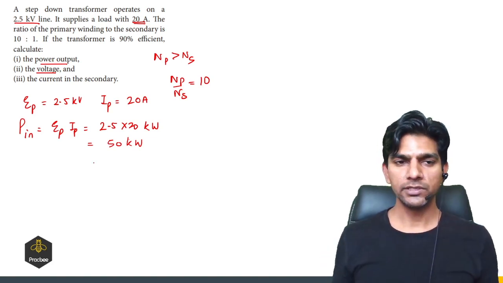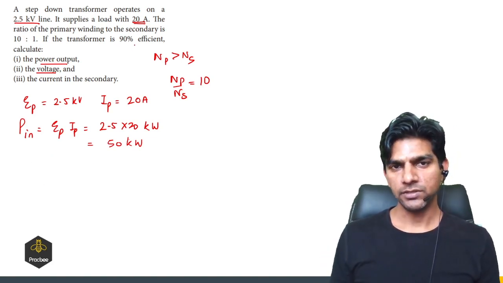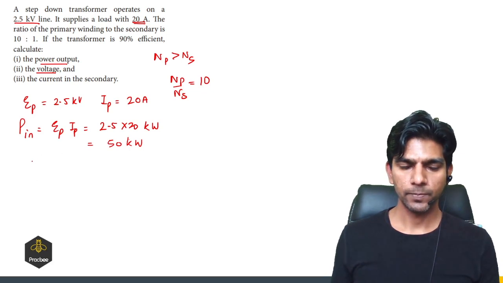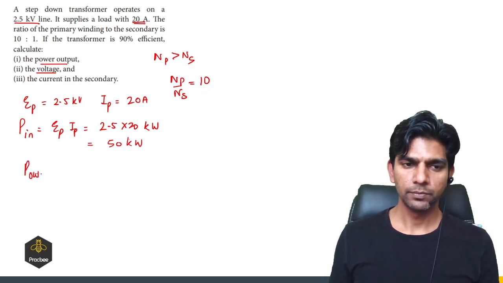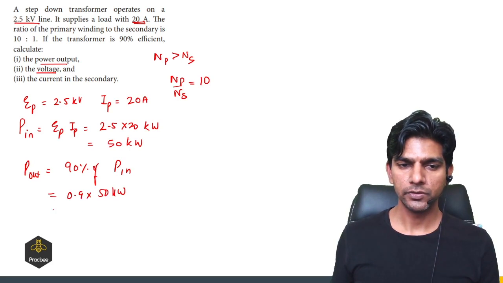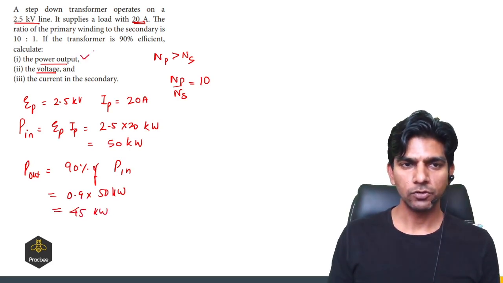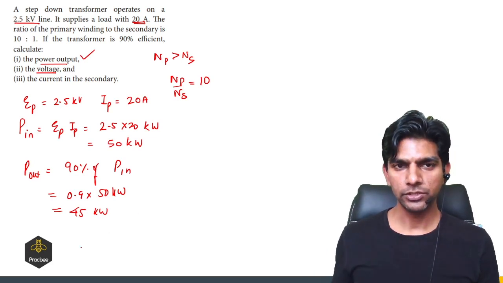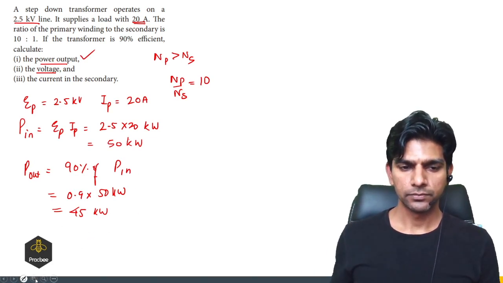So 50 kilowatt is the input power and the efficiency is 90%. So it means the output power will be 90% of the input power. So this will be 0.9 times 50 kilowatt, so it will be 45 kilowatt. So we know what is the output power. Now what is the output voltage? So let us find that.